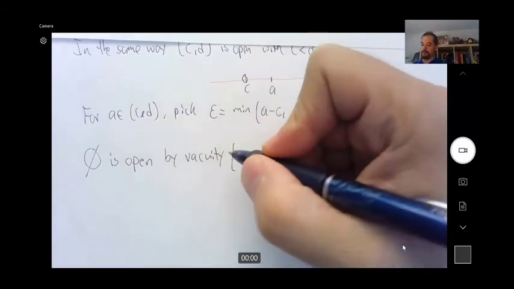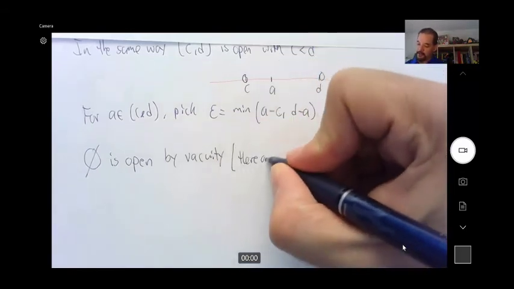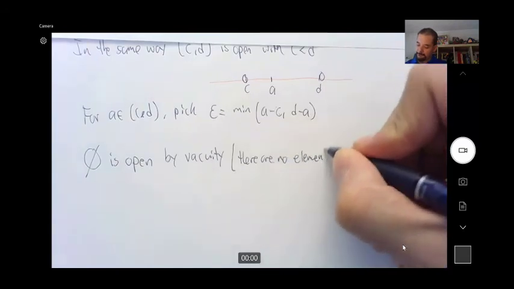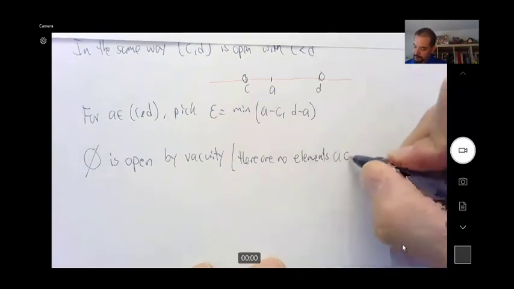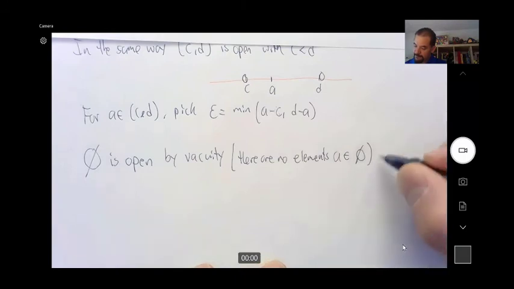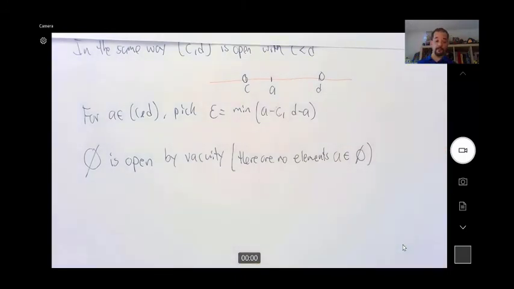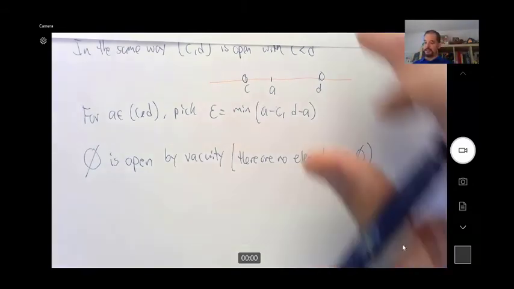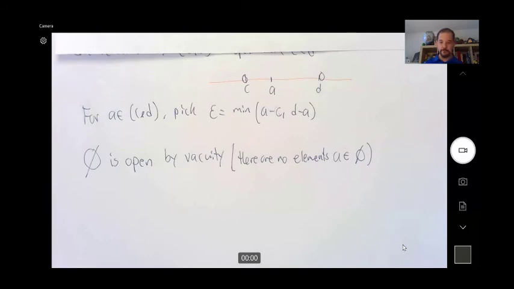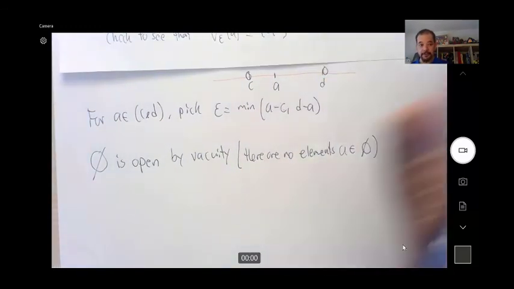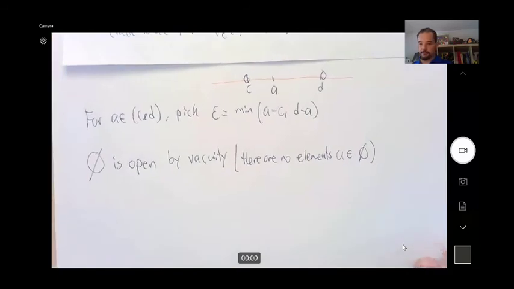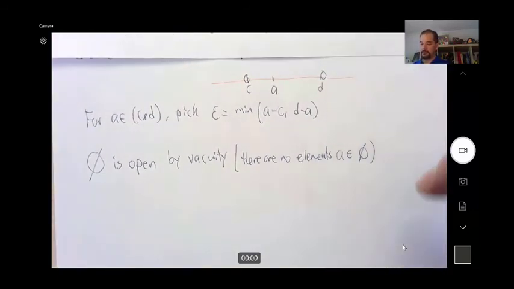And I'll provide a little bit more explanation here. There are no elements A belonging to the empty set. So then we don't have anything to prove. All right. Okay. So let's see a non-example before we get to see our first theorem. So what would be a non-example? Well, a non-example would actually be something like a closed interval. A closed interval may not be open, or a semi-closed interval will not be open as well.